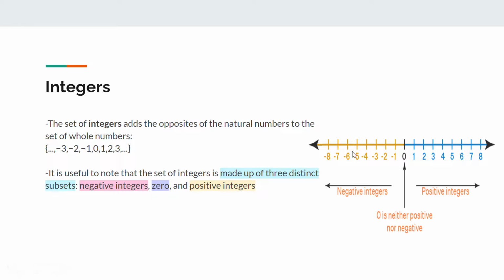It's useful to note that the set of integers is made up of three distinct subsets: the negative integers, which is everything to the left side of 0, and 0 itself, and also the positive integers, which is everything to the right side of 0.